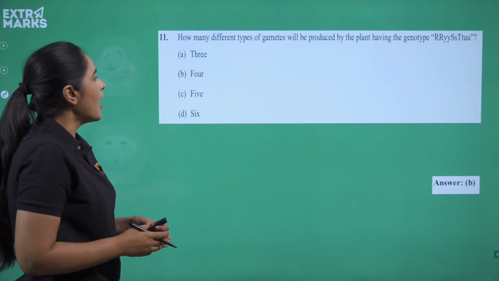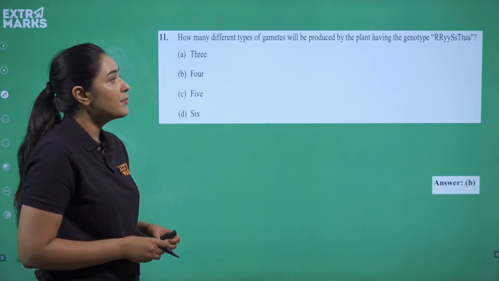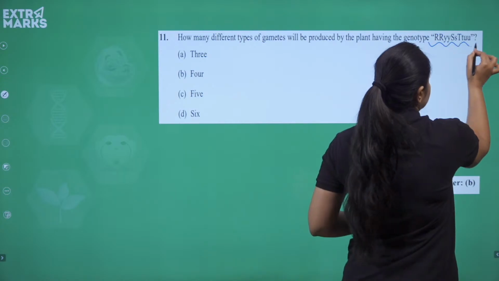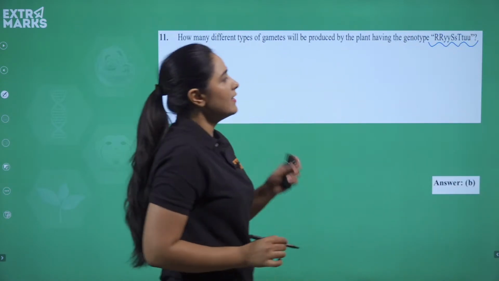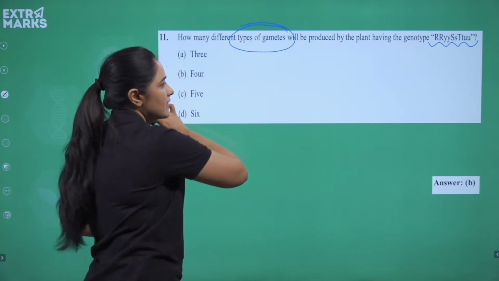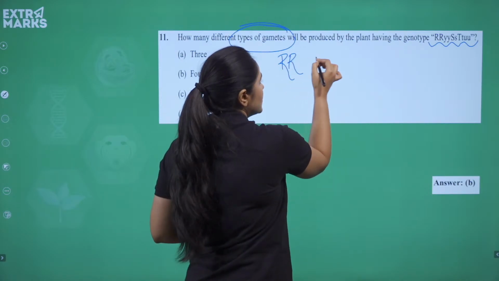Another question, how many different types of gametes will be produced by the plant having the genotype RR, YY, SS, capital T, small t, and UU here. So we have to find out the type of gametes. See here, we are having this genotype.